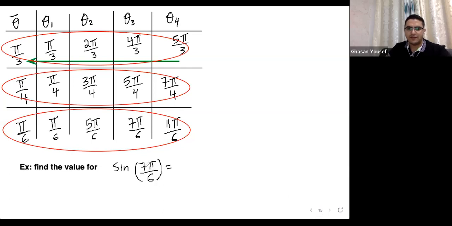First of all, I have to know in which quadrant 7 pi over 6 is: the first quadrant, the second, the third, or the fourth. Second, you have to know the reference angle. 7 pi over 6 is this one. So 7 pi over 6 has a reference angle of pi over 6. So that will help me find the value of the sine. Next time, I'm going to find the value of the sine. But please memorize this whole table to help you find the sine fast. Okay?